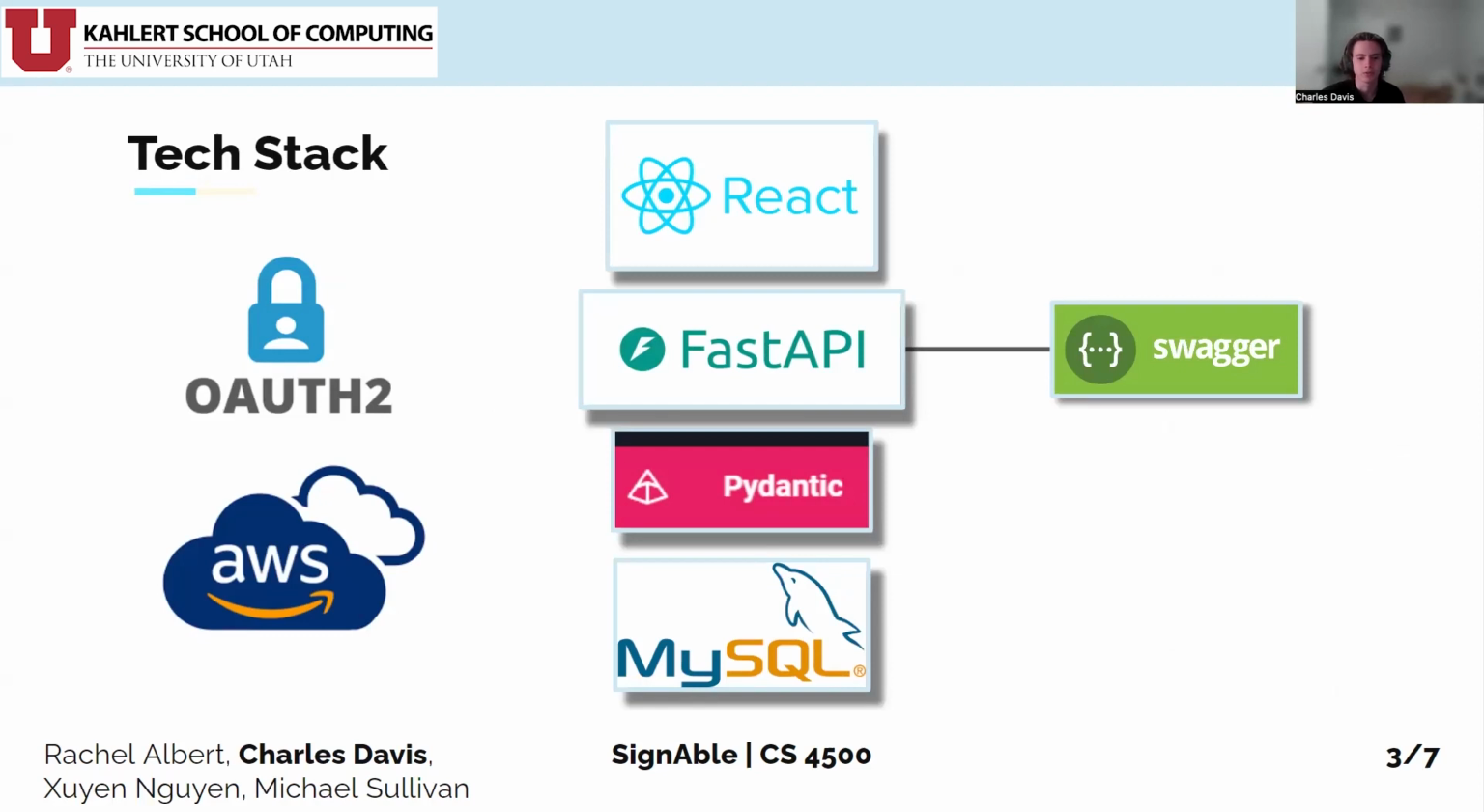So now I'm going to go over the tools that we use to develop our project. So our web application front end was created with React. Our RESTful API was created with FastAPI, and our application is backed with a MySQL database instance. We used OAuth for user authentication. We validate the data passed between our API and our database with Pydantic models, and our API documentation is done through Swagger. Lastly, our front end, API, and database are all hosted with various AWS cloud services.